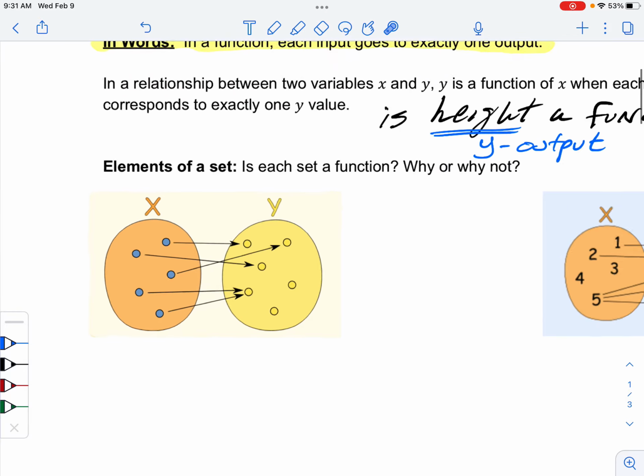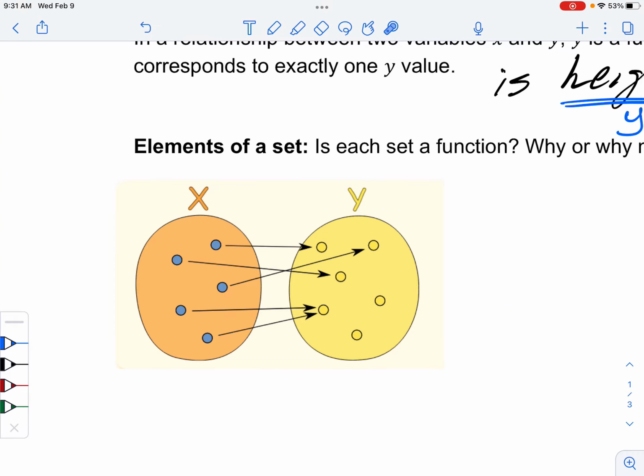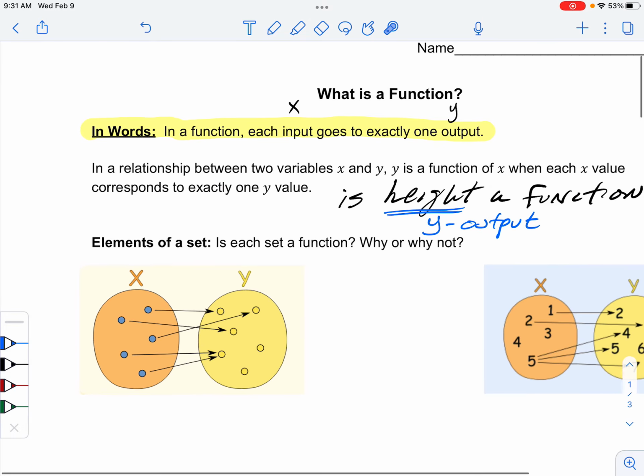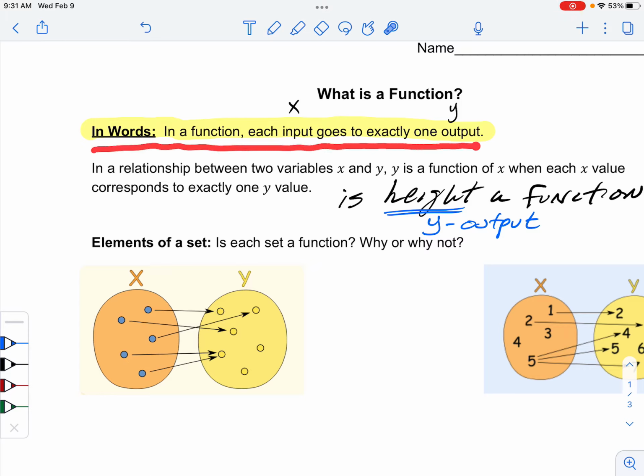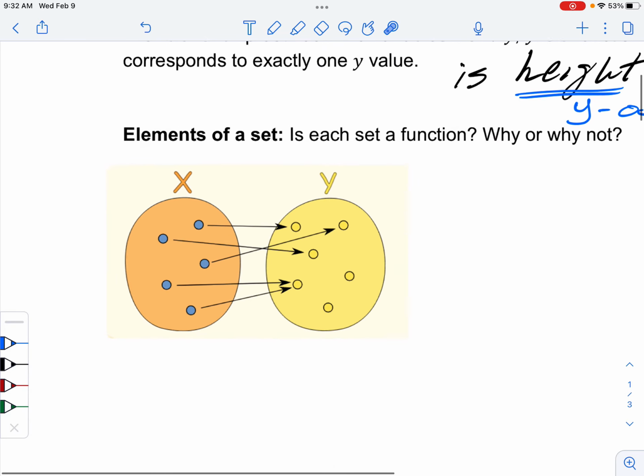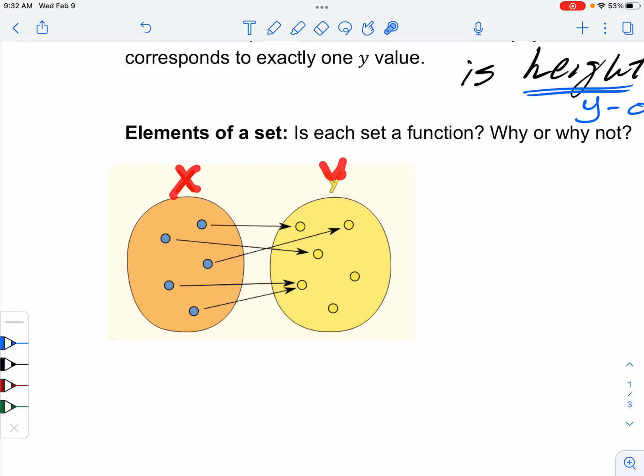If we're looking at this diagram on the left, we're thinking about, does this represent a function? We always want to go right back to that definition. Does each input go to exactly one output? Does each x go to exactly one y? In this case, I just want to look at each input. This top one does go to exactly one output. They all go to exactly one output.